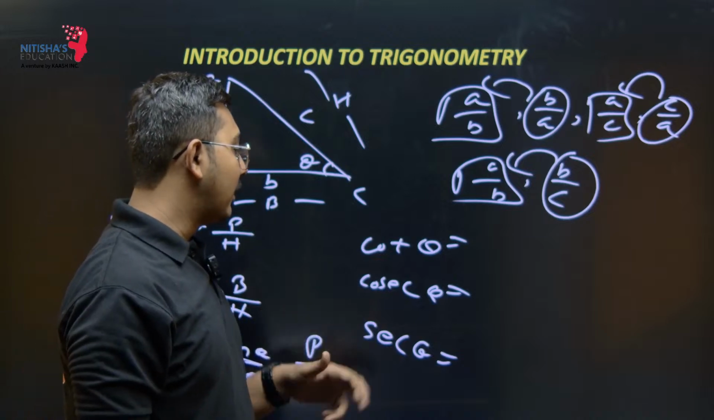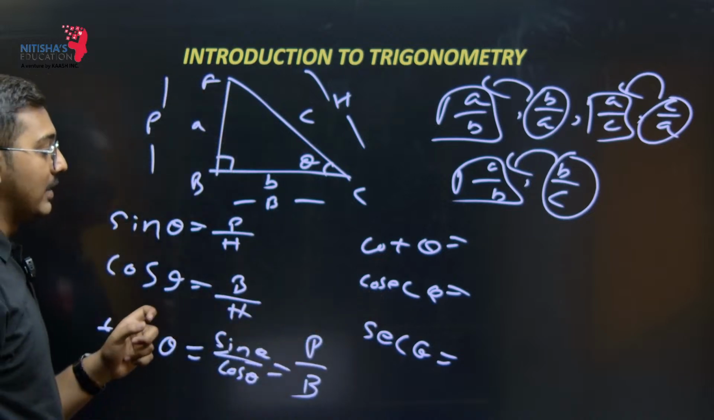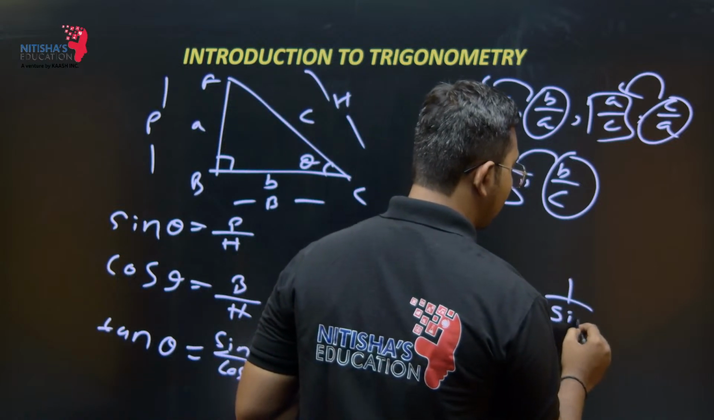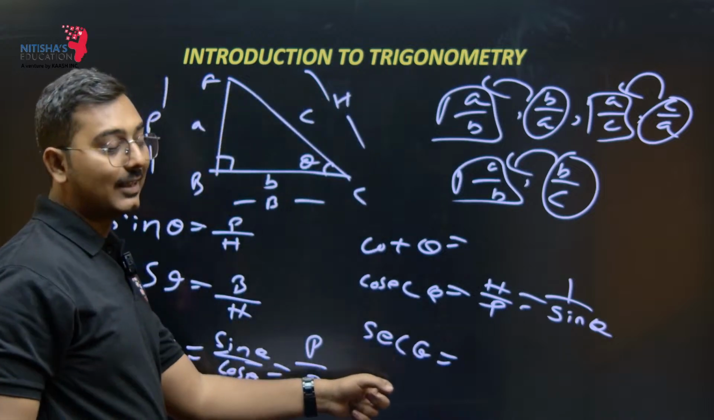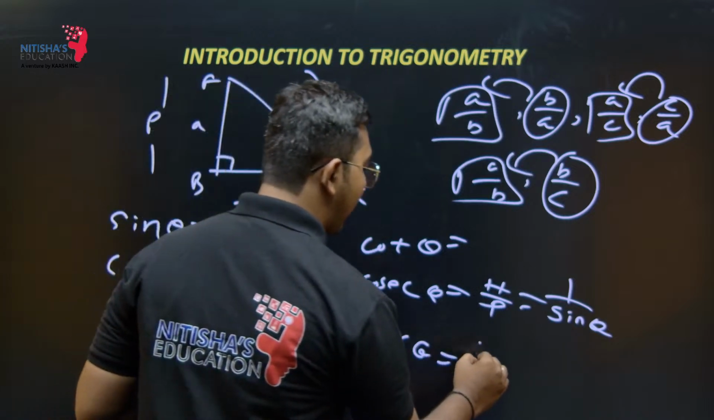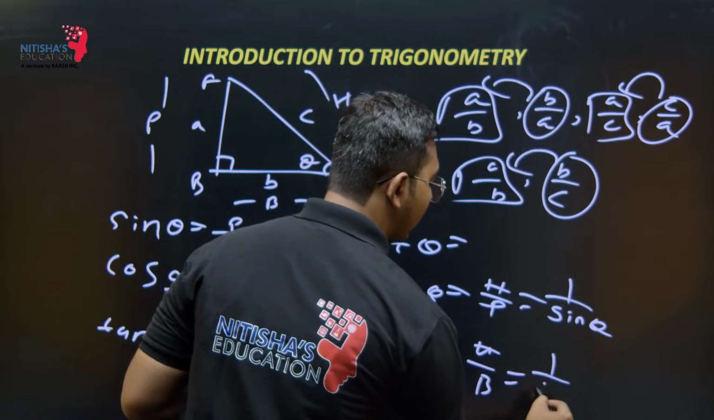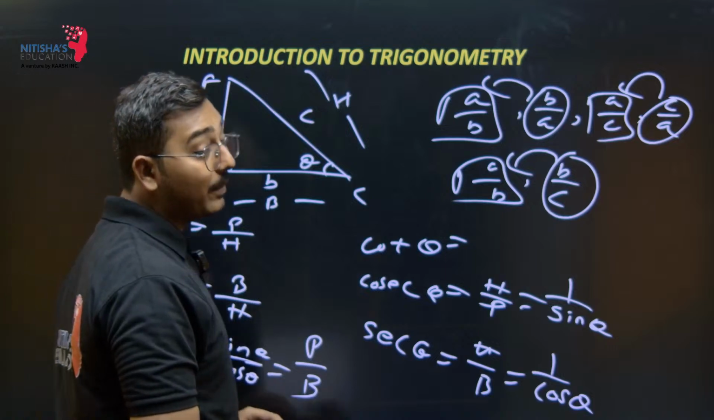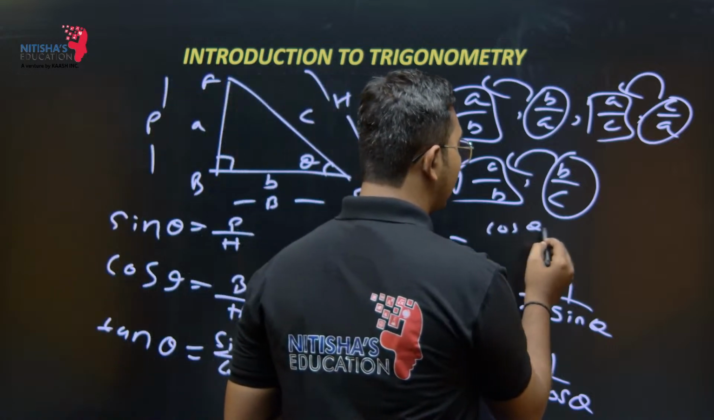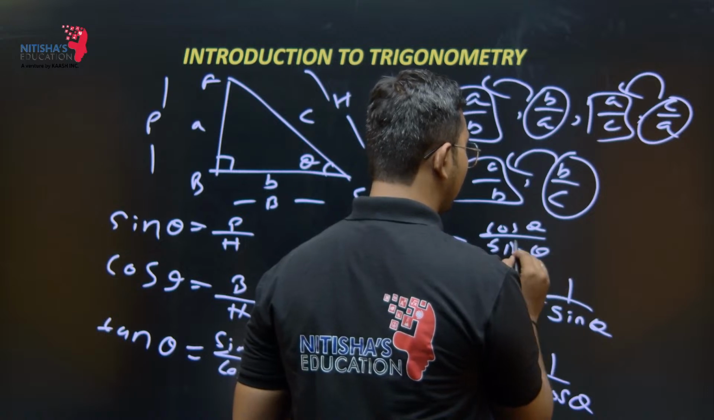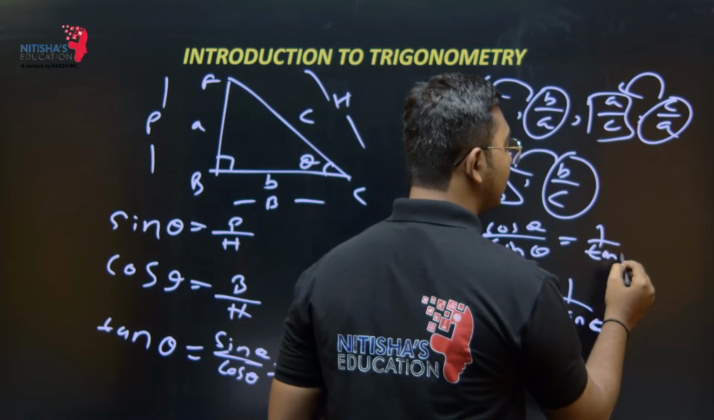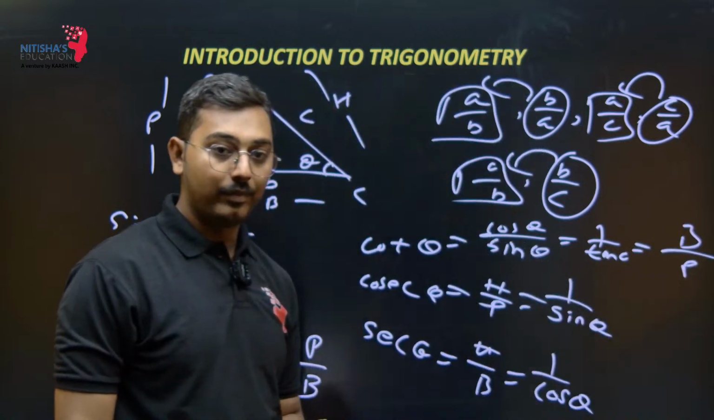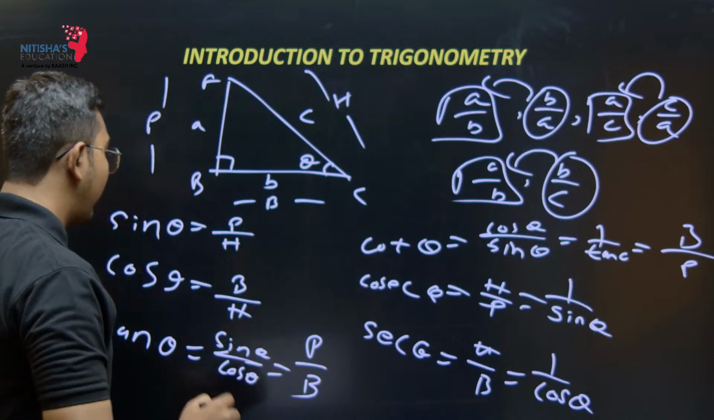So cosec theta is the reciprocal of sin theta, which is hypotenuse by P, or you can consider it as 1 upon sin theta. Sec theta is the reciprocal of cos theta, so hypotenuse upon base, or you can say 1 upon cos theta. And cot theta is the reciprocal of tan theta, so it can be written as cos theta upon sin theta, or 1 upon tan theta, or base upon perpendicular.